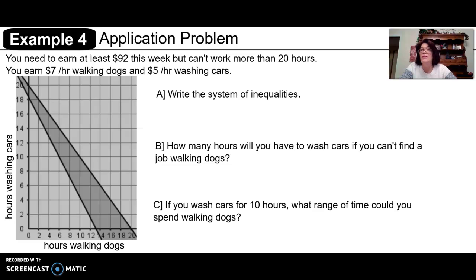Now, as you see, I already have it graphed over here, but let's think about the two different equations we have. We have the number of hours that we're allowed to work, and we have the money that we can earn. The number of hours that we can walk a dog is different because we get $7 an hour for that, and we have the number of hours that we can wash a car. We only get $5 an hour for that.